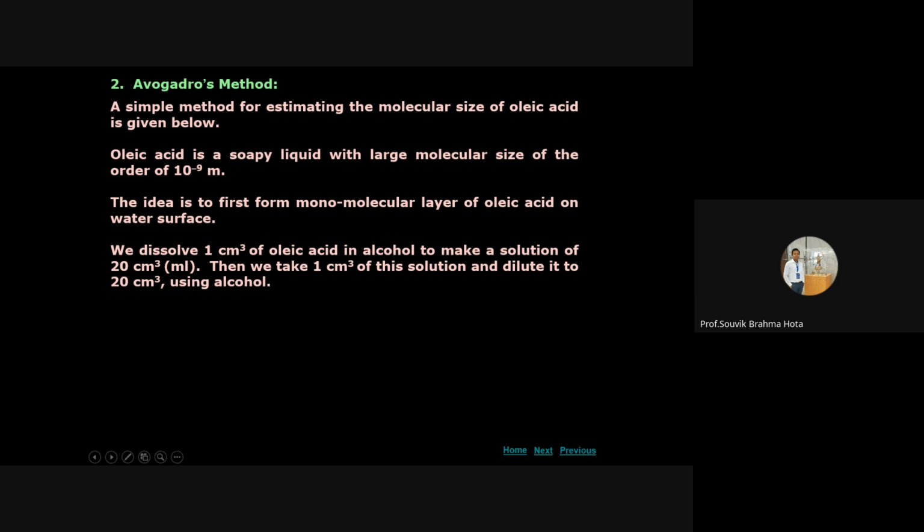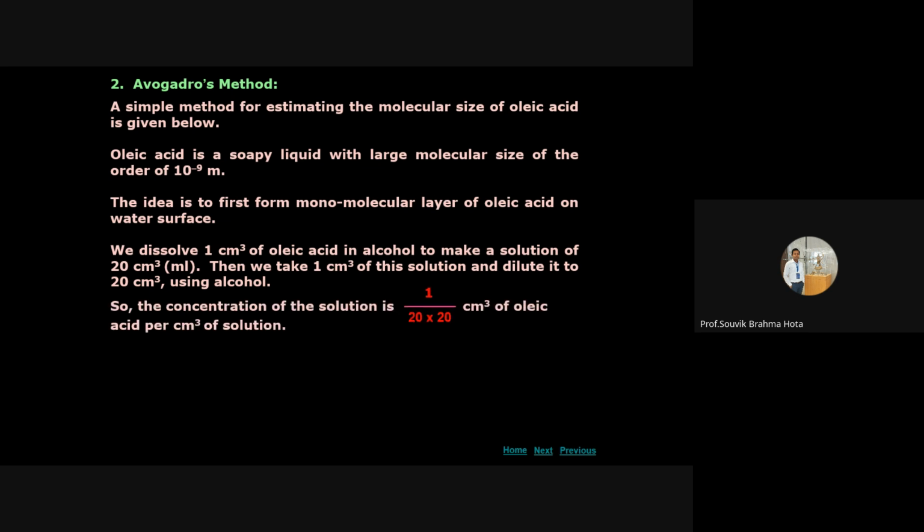Then we dissolve 1 centimeter cube of oleic acid in alcohol to make a solution of 20 centimeter cube. Then we take 1 centimeter cube of this solution and dilute it to 20 centimeter cube using alcohol. So the concentration of the solution is 1 divided by 20 into 20 centimeter cube of oleic acid per centimeter cube of the solution.